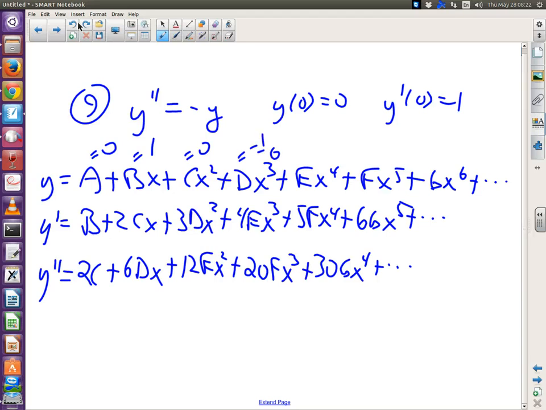12e is 0. 20f is negative 1 over 6, so f is negative 1/120th. Is this sine? I think so. Right, it's going to work out as sine. x minus x cubed over 3 factorial plus x to the 5th over 5 factorial, right?